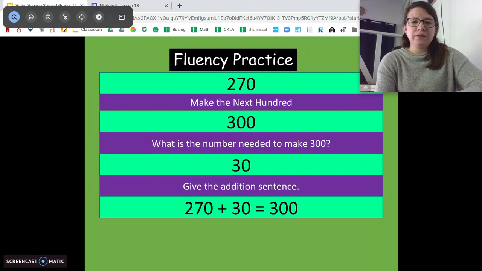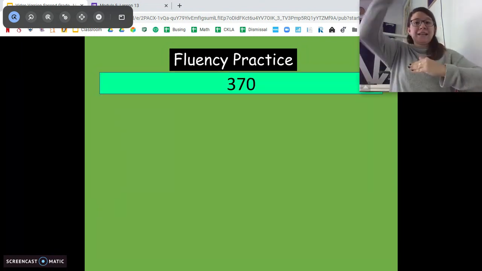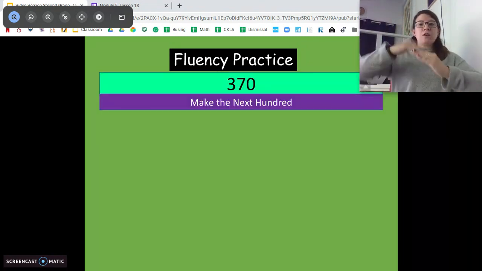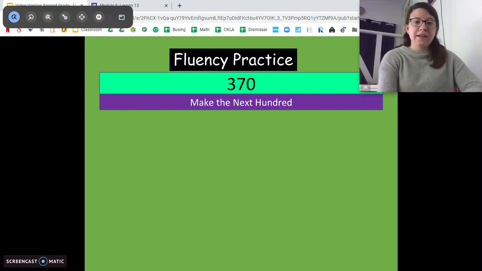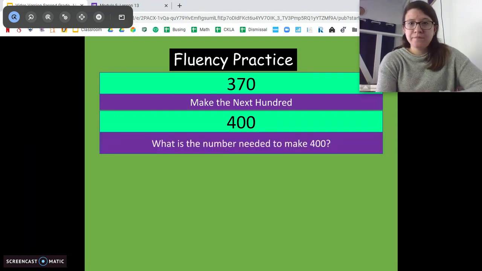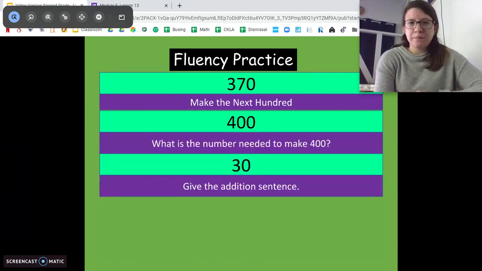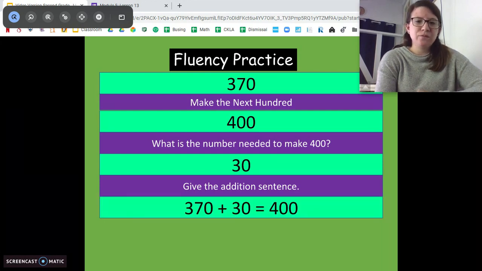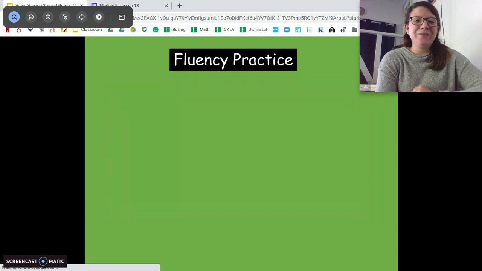270 plus 30 equals 300. Nice. Next 100, what is it? Don't go back, go forward, go higher. Next 100 is what? Good. How many did we need to get to 400? Good. Tell me the number sentence. Good. 370 plus 30 equals 400.